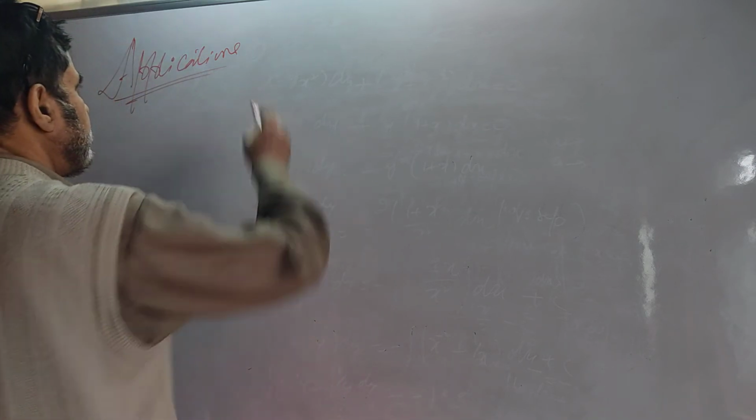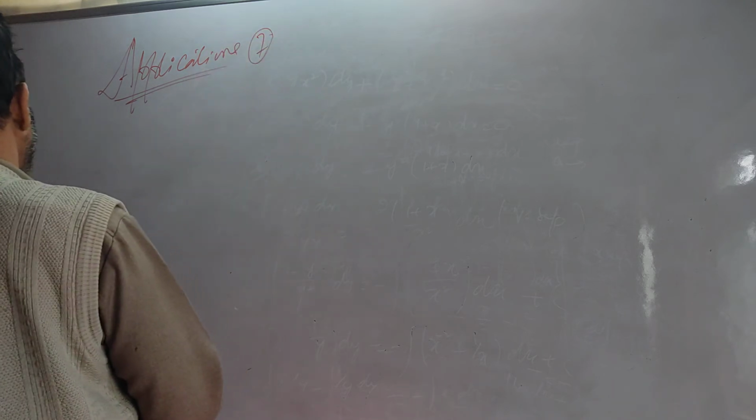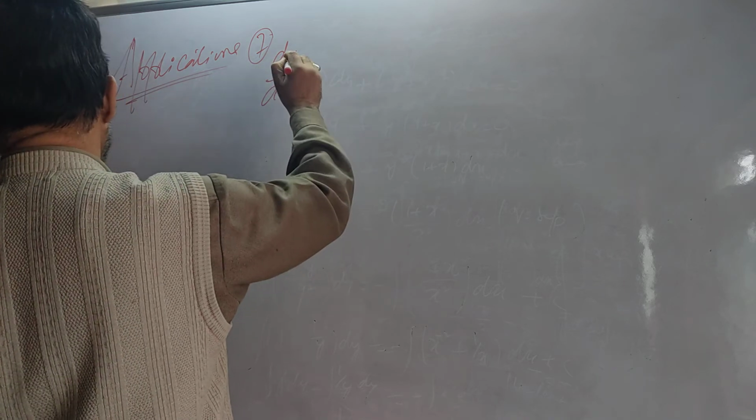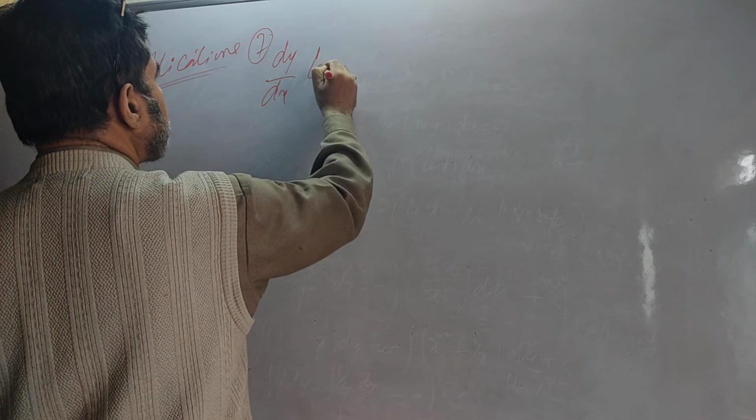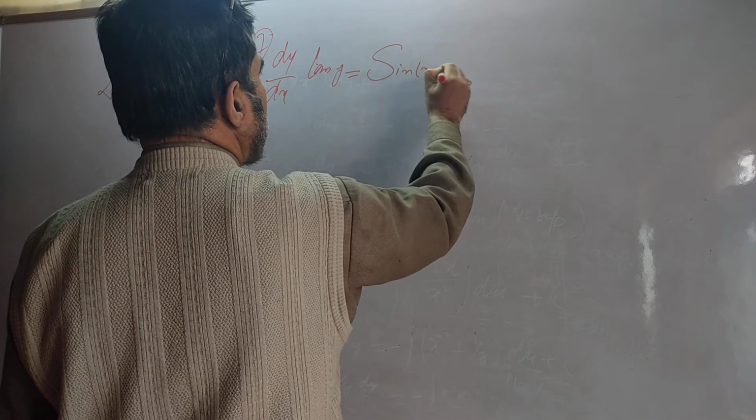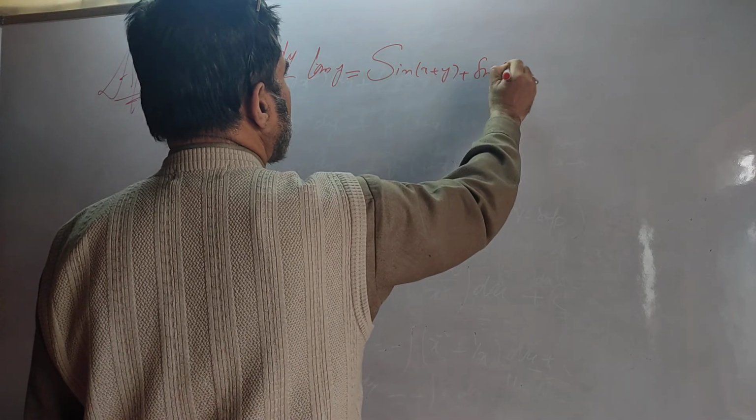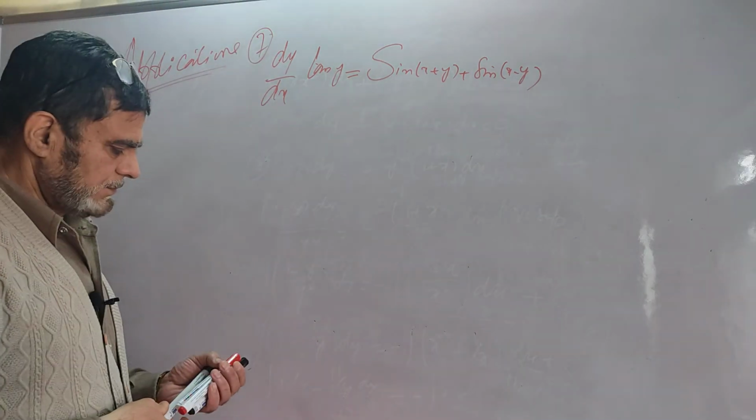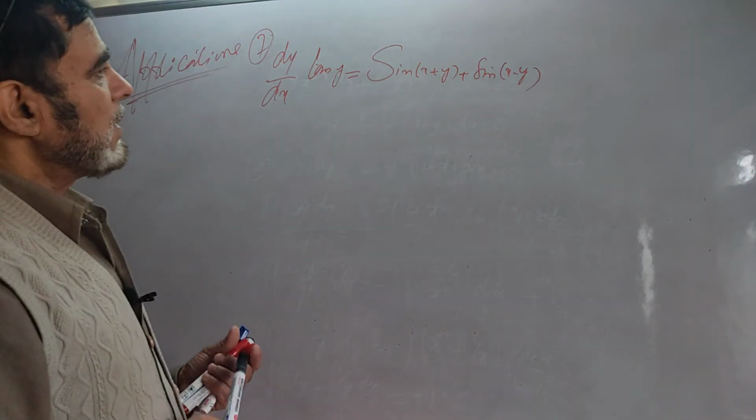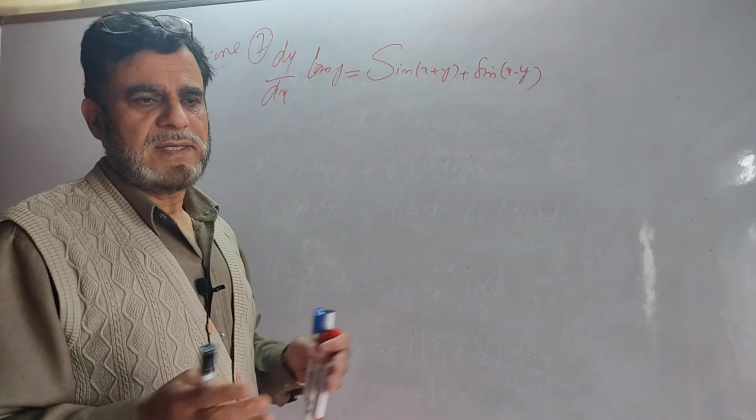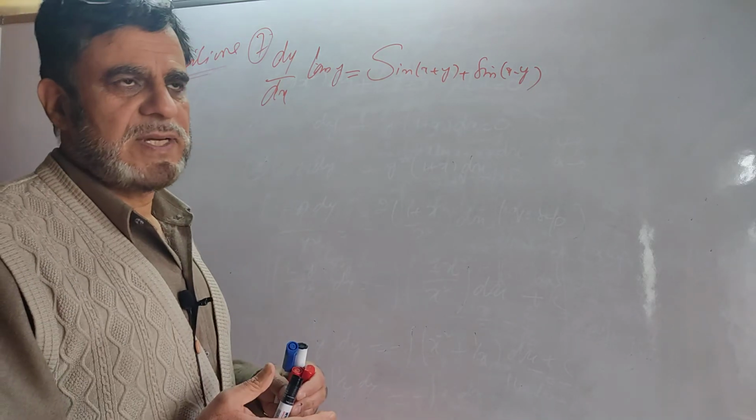Let us take one more problem, the 7th one. Suppose we have to solve the differential equation dy by dx tan y is equal to sine of (x plus y) plus sine of (x minus y). How do we go? Here you see that this x plus y and x minus y is somewhat in implicit form. Can we try to get it in explicit form?